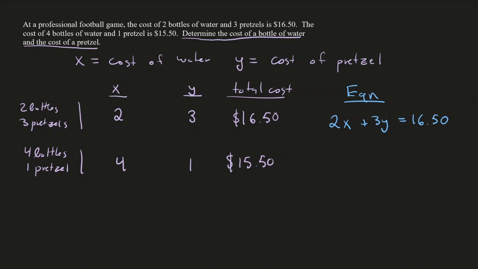Likewise, if you buy 4 bottles of water at a cost of x, that will give you a cost of 4x, depending on what x is, plus 1y, because you bought only 1 pretzel there, and that costs a total of $15.50. So this is the system that we need to solve based upon this problem. Now we've reduced it down to a system of equations, and you can solve this via substitution or elimination or whatever method you believe is best suited for it.